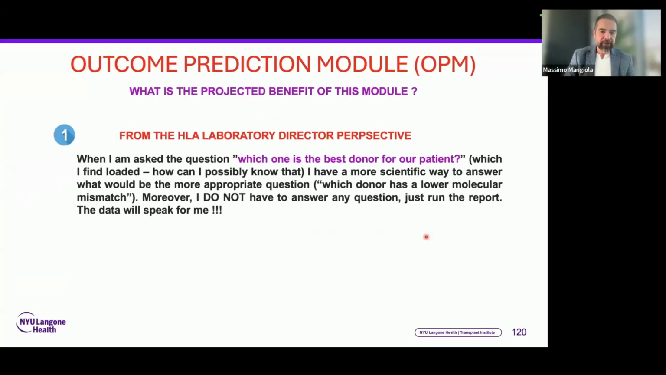From the HLA laboratory director perspective, when I'm asked the question, which one is the best donor for our patient, which by the way I find very loaded because there's no way I can possibly know which one is the best donor, since I cannot see the future. But in this way, I have a more scientific way to answer what is probably the more appropriate question that we should get from the medical team, which is which donor has the lowest molecular mismatch. Moreover, this is going to help me avoid the question to begin with. I do not have to answer the question. I just have to run the report. The data will speak for me.